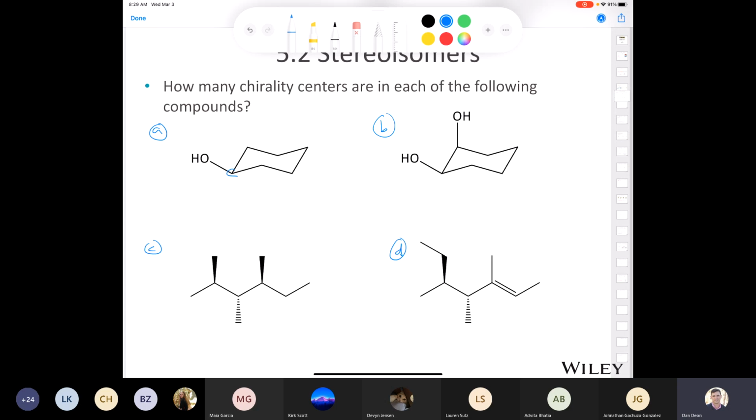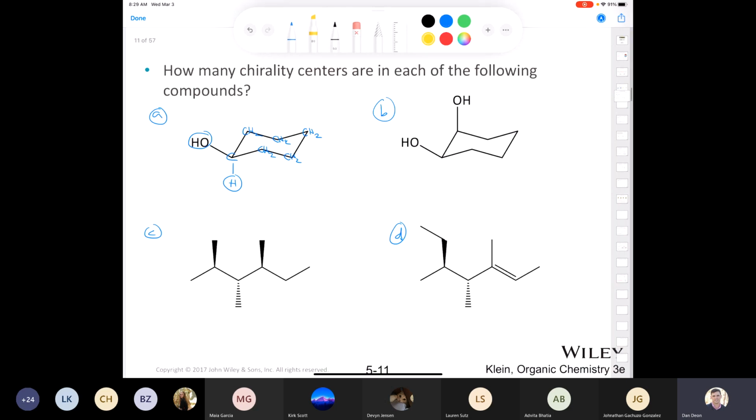It might be a knee-jerk reaction to say, well, this carbon's chiral. Well, hold the phone. It's attached to a hydroxyl, a hydrogen. You've got a CH2 and a CH2 here. Those are identical. You've got a CH2 here. Those are still identical. And then they meet down here at the middle. And so since the pathway, whether you go this way or whether you go this way, is identical, there are no chiral centers in A. What about B? Would there be any chiral centers in B?